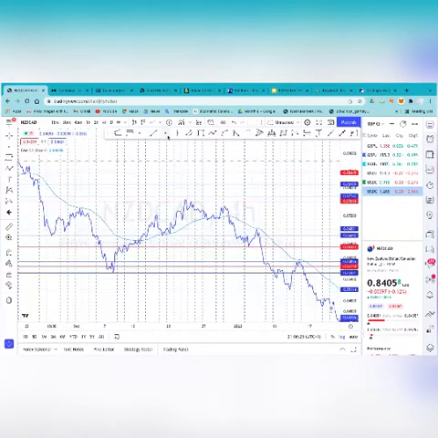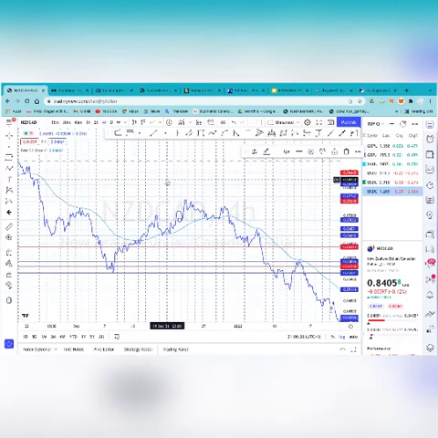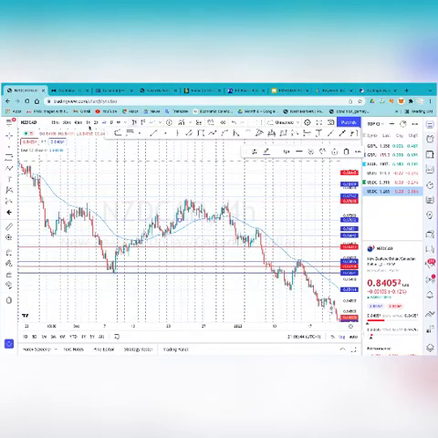Let me just drop one here. There is one here. Held here, held here a bit, held here, held here. It broke it and pushed down. So now that's it for the 4 hour time frame. The next thing I'll do is switch it back to my candlestick and go down to the 1 hour time frame.